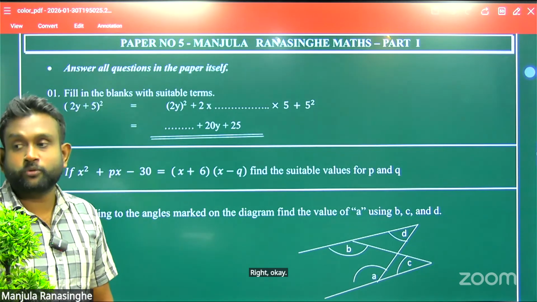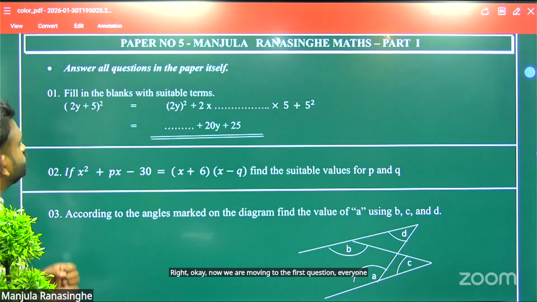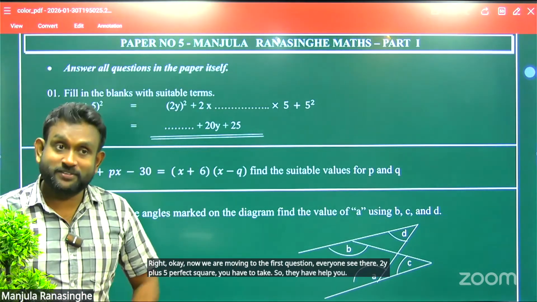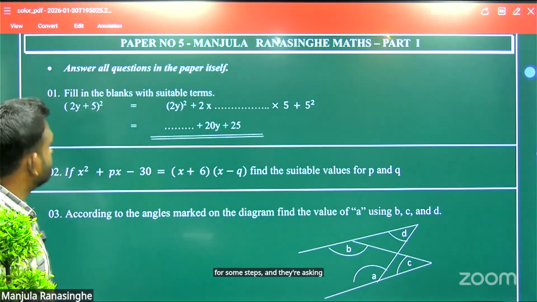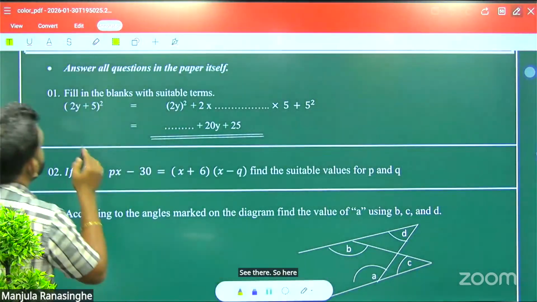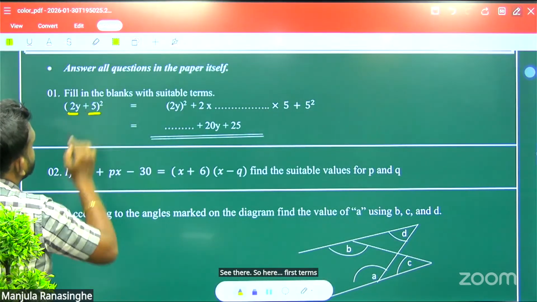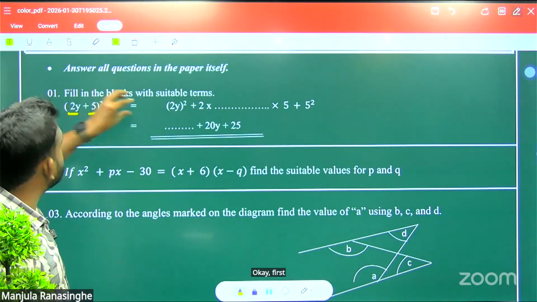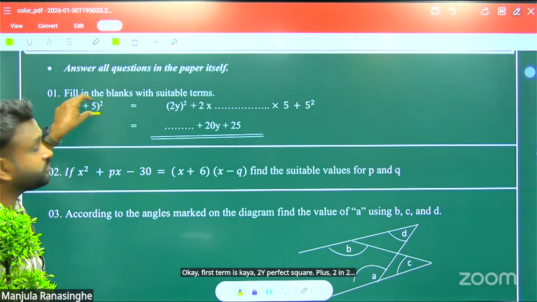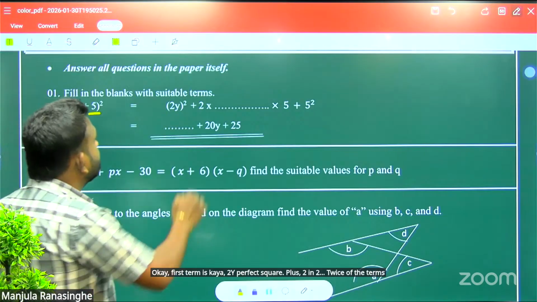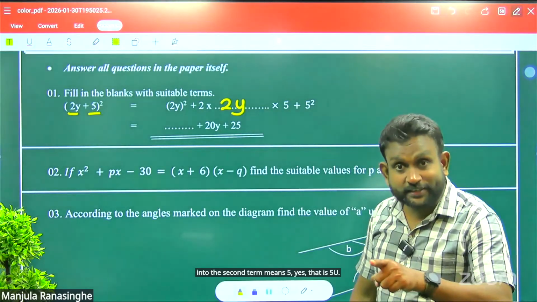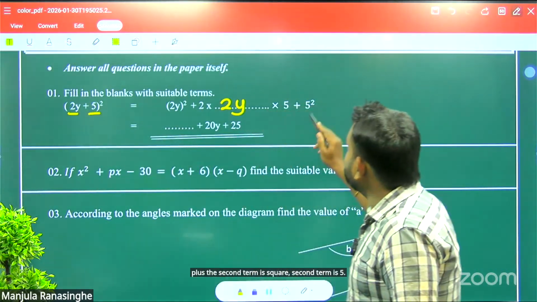Now we are moving to the first question. Everyone see there: (2y + 5), perfect square you have to take. So they have helped you for some steps and they're asking the balance. How to take? Here, first term is 2y, second term is 5. First term squared, plus 2 into twice the terms, first one 2y into the second term 5, plus the second term squared. Second term is 5, 5 squared you take.